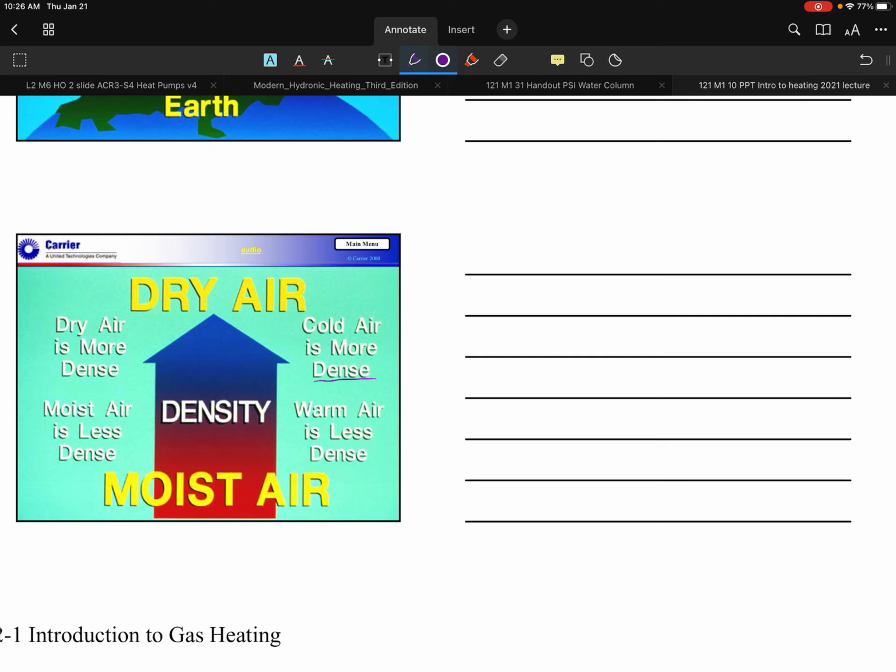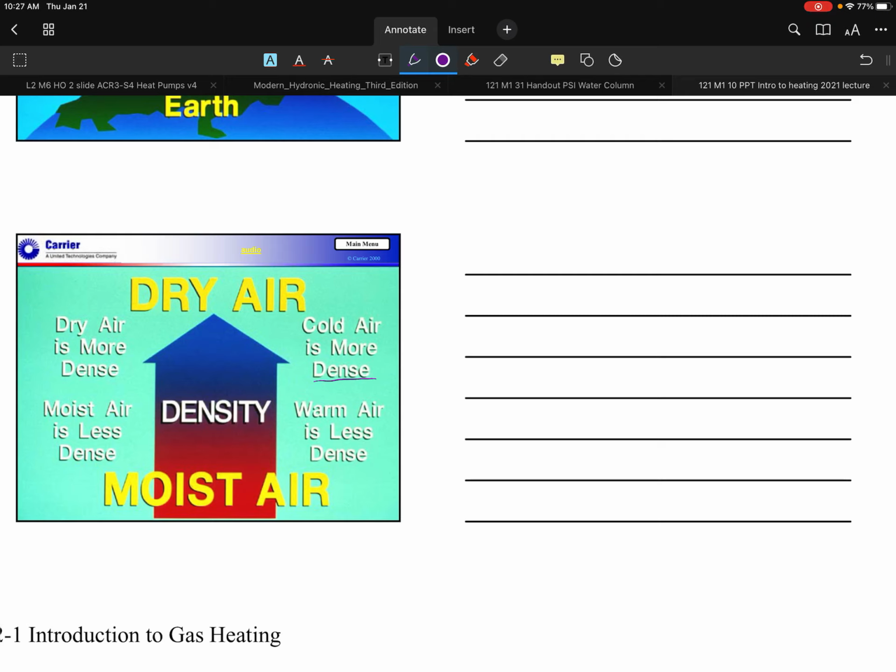Now, we've got to ask ourselves why that is. We're comparing cold air to warm air, with everything else being equal. In those situations, if cold air is more dense, one of the things we'll generally associate with that is that the molecules get really small.